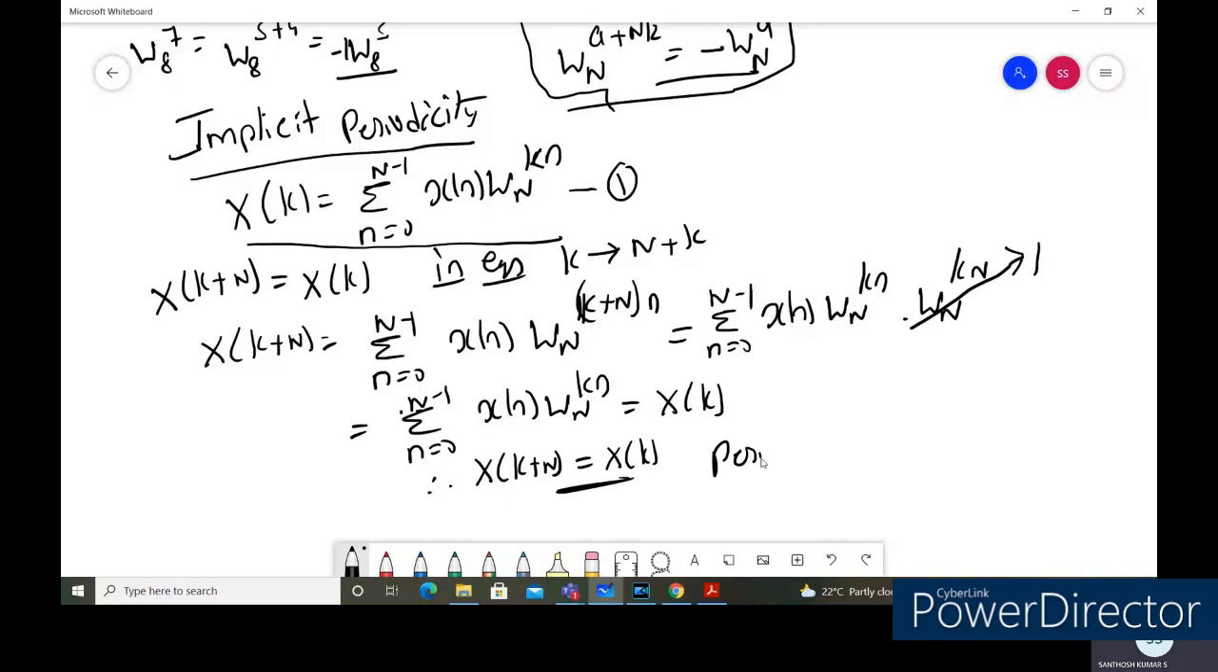Periodic property, or it is a periodic sequence. It is going to be satisfied. Because of the Twiddle factor, the sequence X of k is also going to exhibit the periodicity. So that one we are going to call an implicit periodic function.